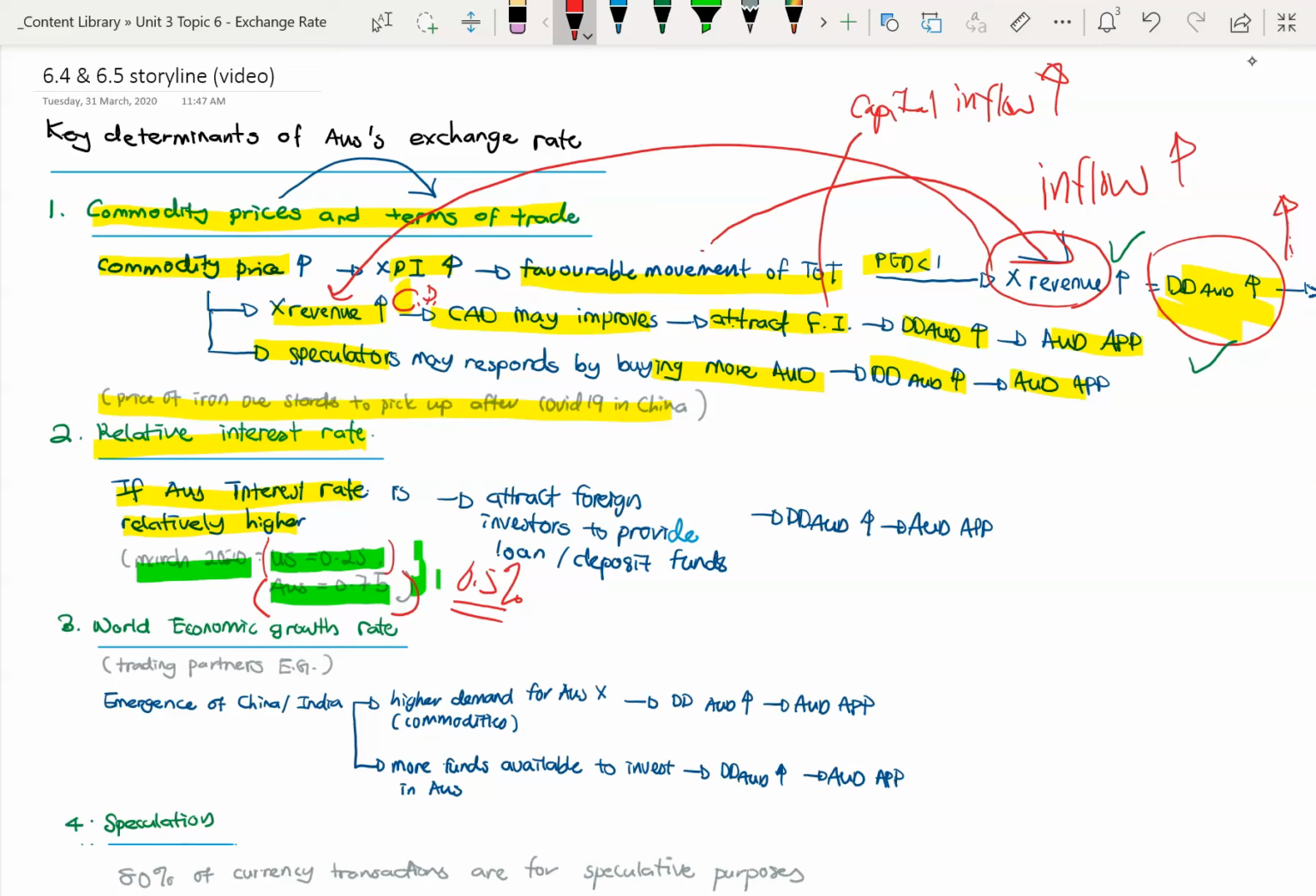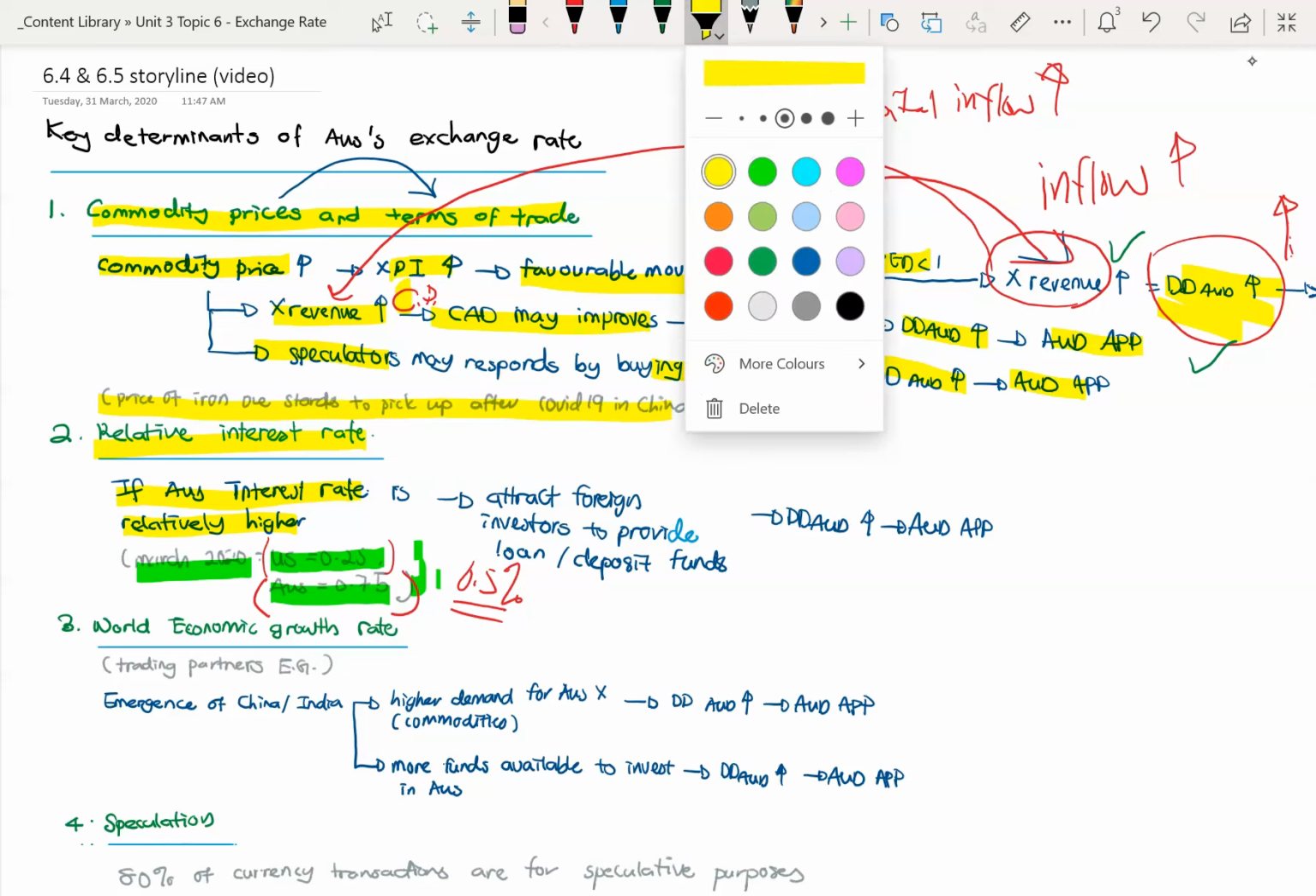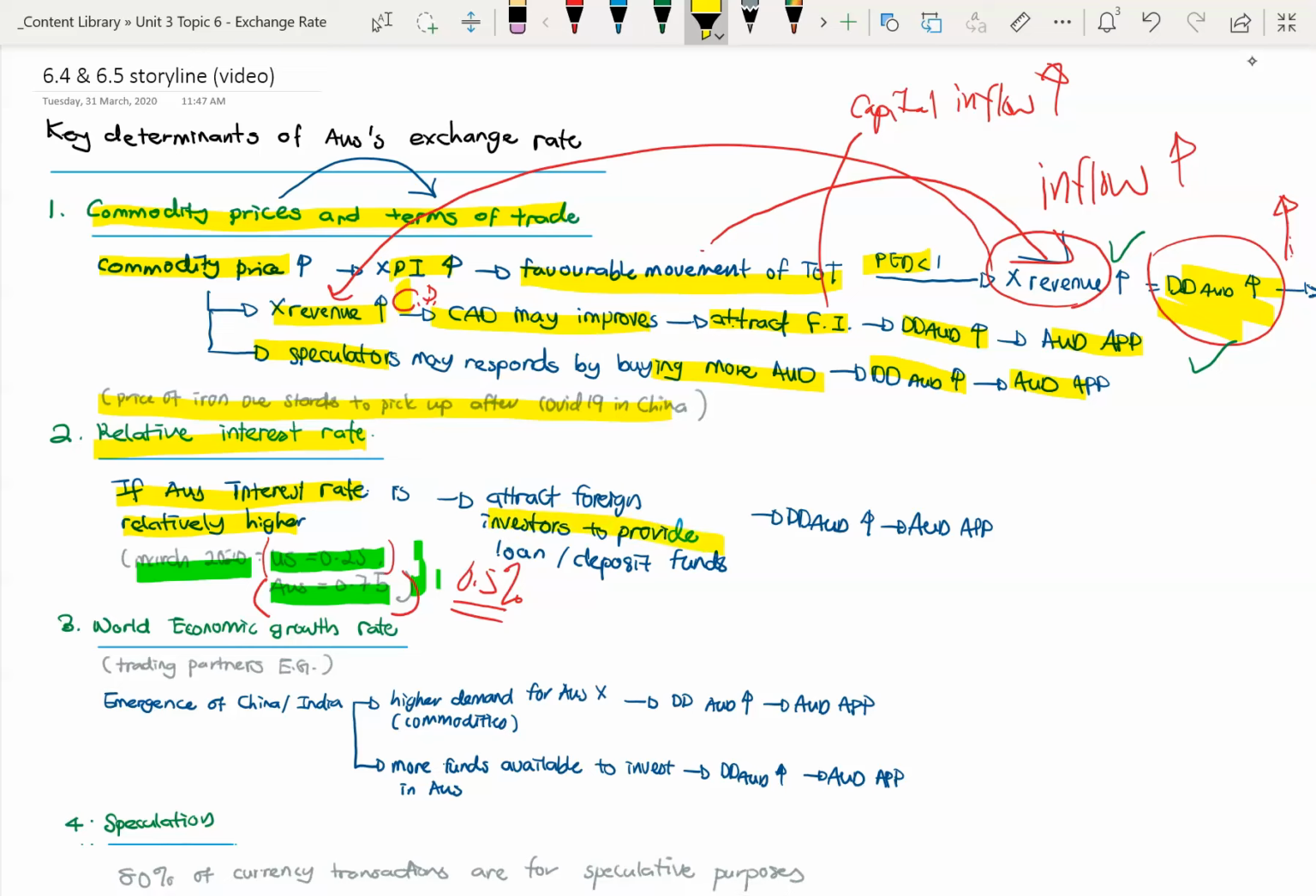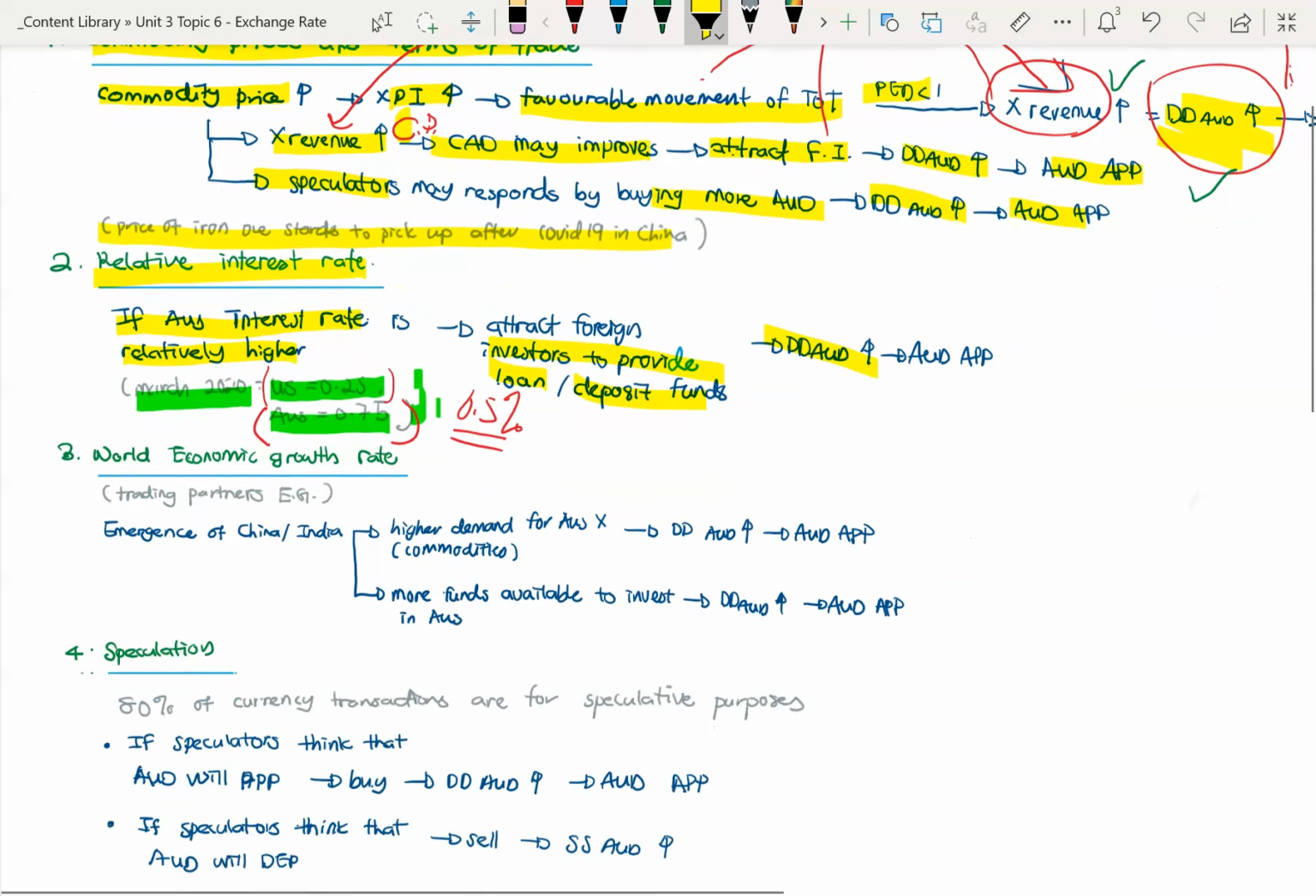So this is what we call the differential in interest rate. There's a differential of 0.5%. So if that's the case, you will attract more foreign investors to come into Australia by giving loans or depositing money. Then of course AUD demand will be higher, because if they want to invest in Australia, the currency has to be converted into Australian dollars at some point. So demand for Australian dollar would rise.